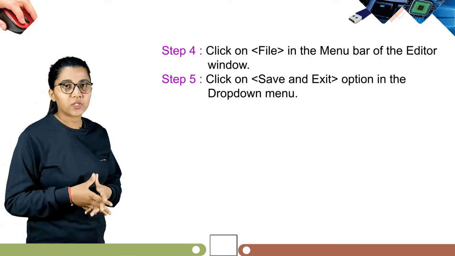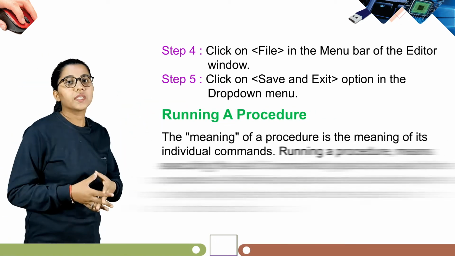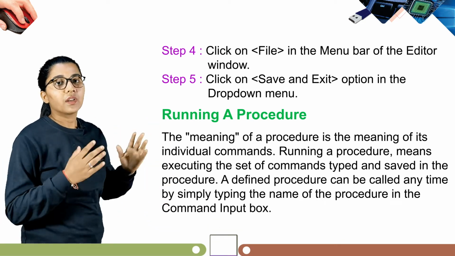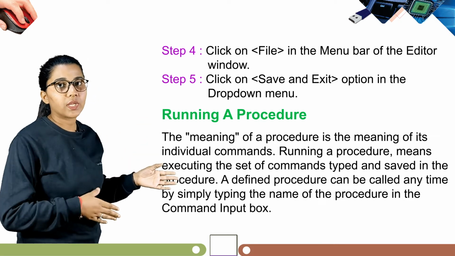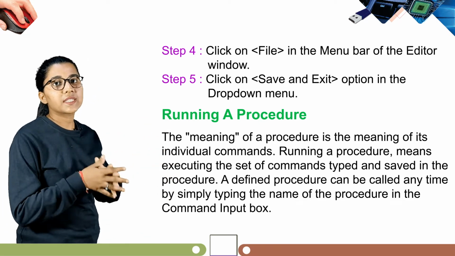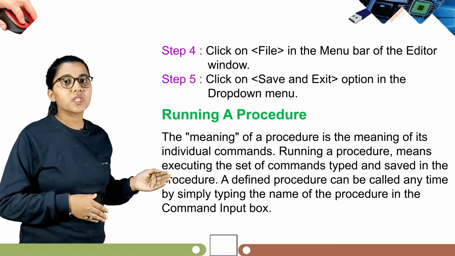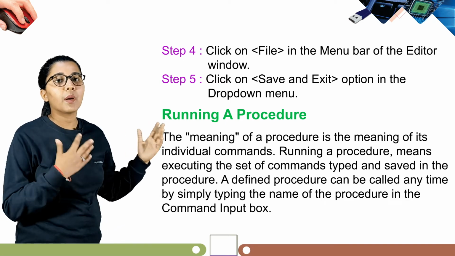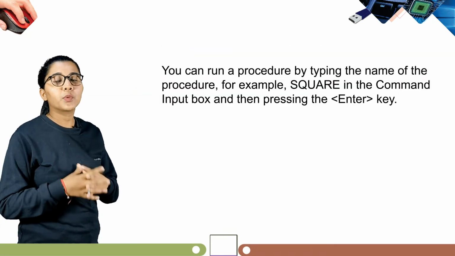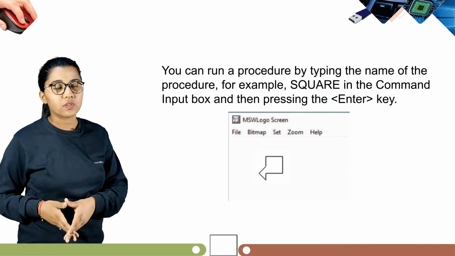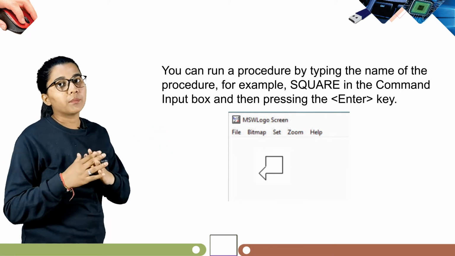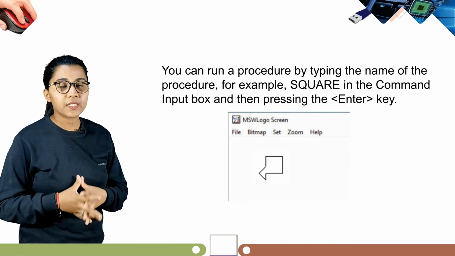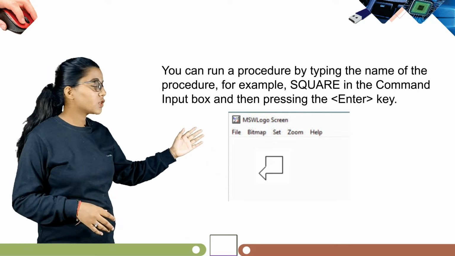Now students, our next topic is running a procedure. The meaning of a procedure is the meaning of its individual commands. Running a procedure means executing the set of commands typed and saved in the procedure. A defined procedure can be called any time by simply typing the name of the procedure in the command input box. You can run a procedure by typing the name of the procedure, for example square, in the command input box and then press the enter key. So students, you can understand this by this interface shown on your screens.